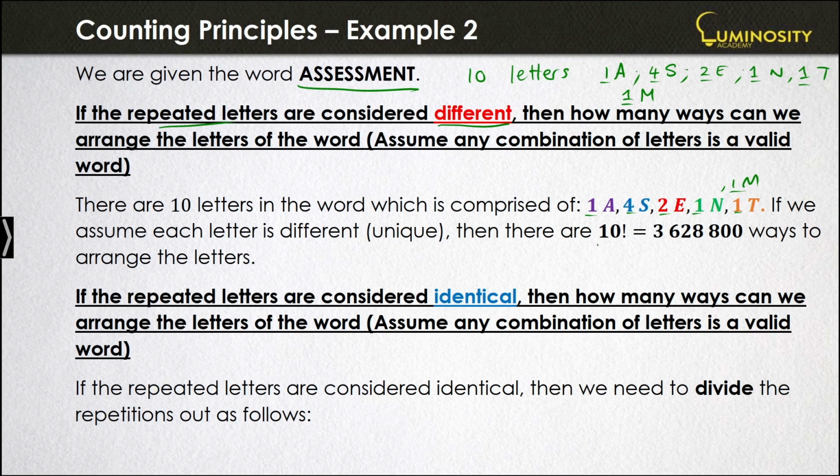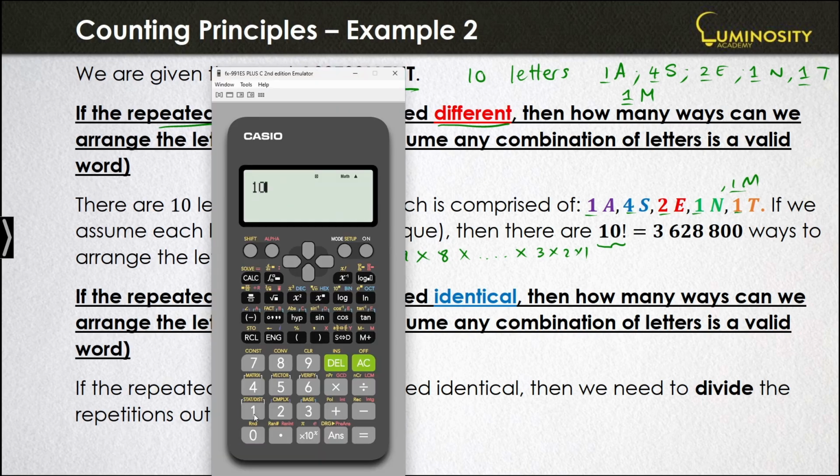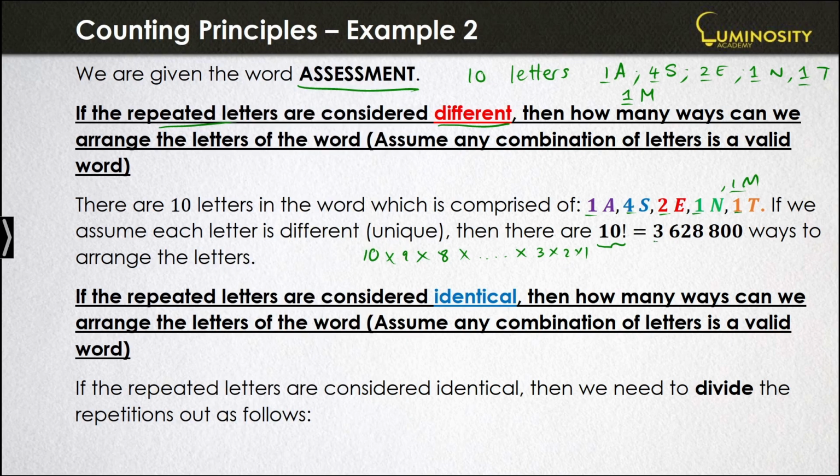So there are essentially 10 factorial ways. 10 ways for the first letter, times 9 for the second letter, 8 for the third letter, and so on, all the way up to 3, 2, 1. If we do 10 factorial on our calculator, we should end up with that number. So let's check 10 factorial. And how do we read that number? That's 3,628,800 ways to arrange those letters.